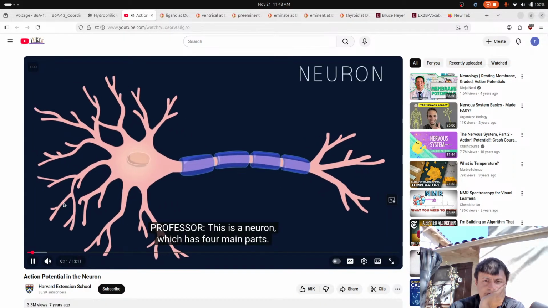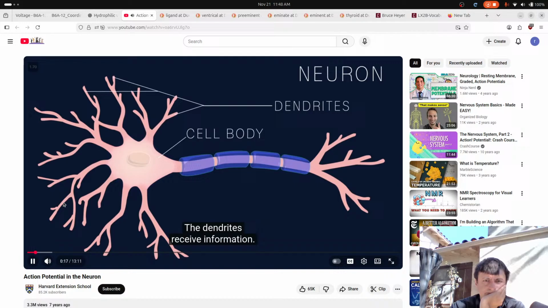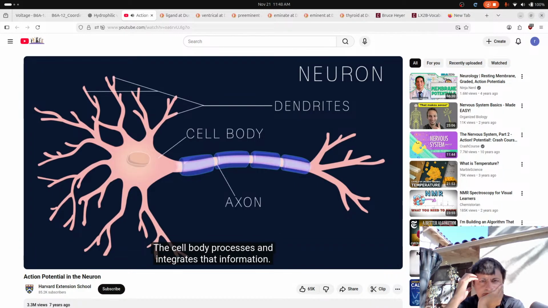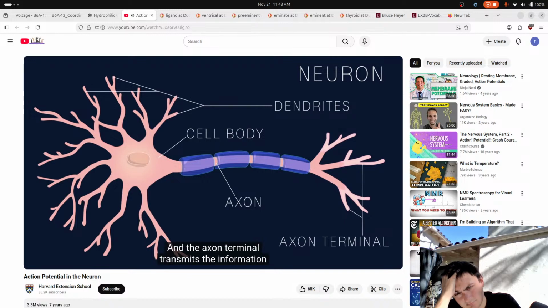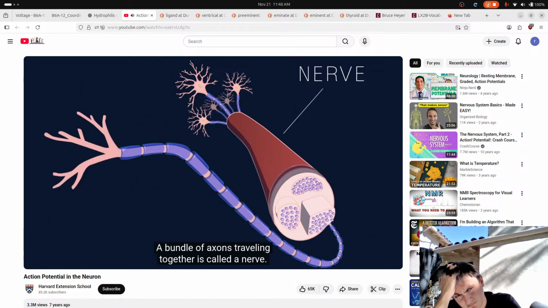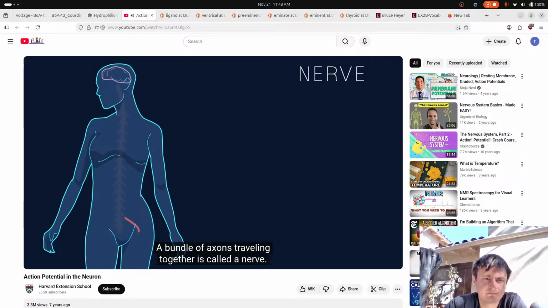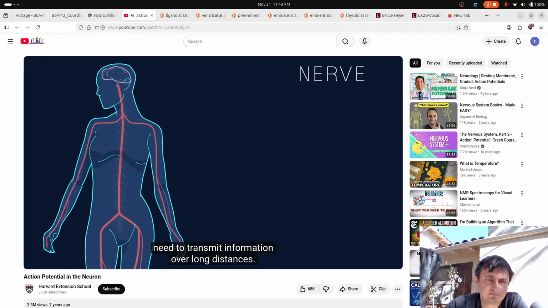This is a neuron, which has four main parts. The dendrites receive information, the cell body processes and integrates that information, the axon carries the information along long distances from one part of the neuron to another, and the axon terminal transmits the information to the next cell in the chain. A bundle of axons traveling together is called a nerve. Nerves can be very long, as they often need to transmit information over long distances.